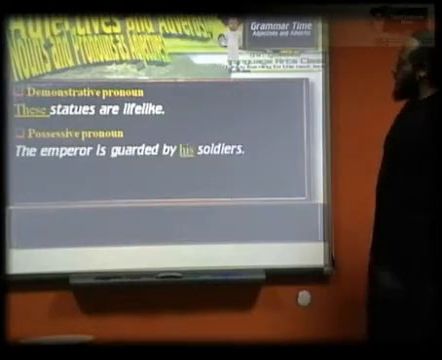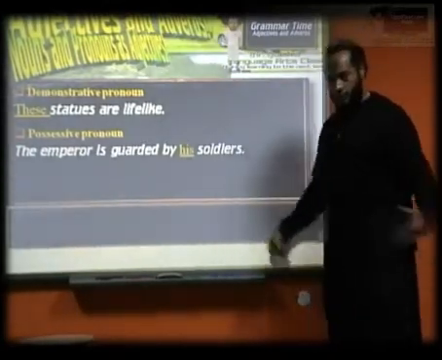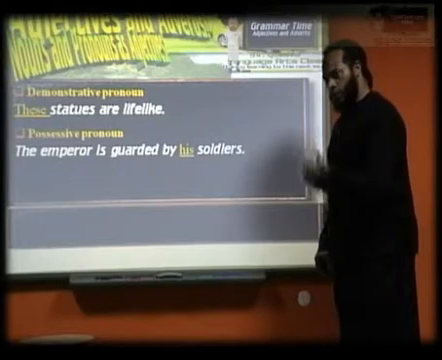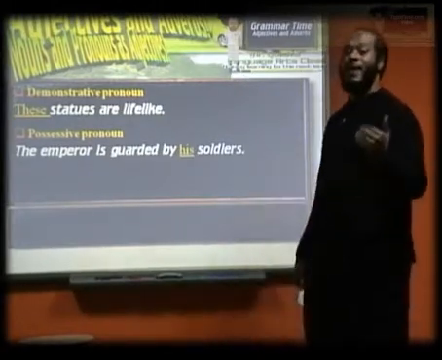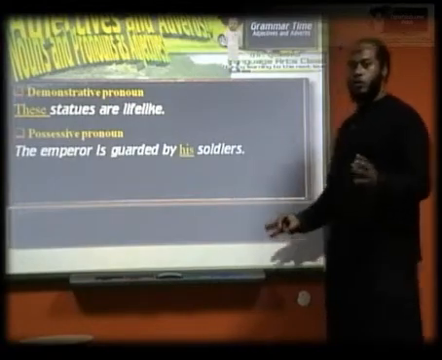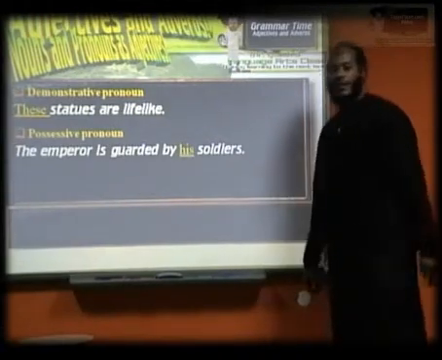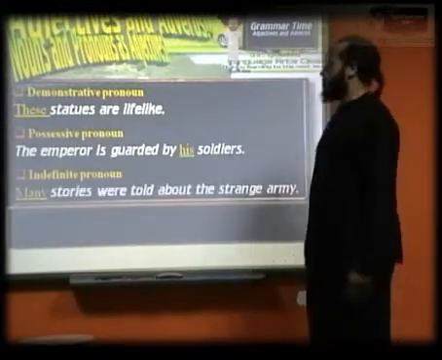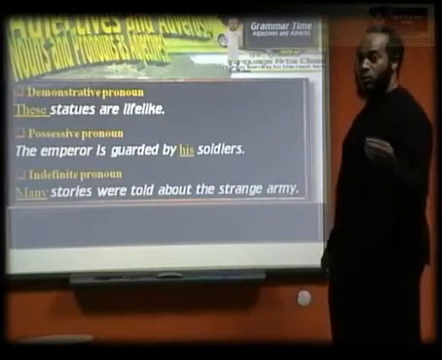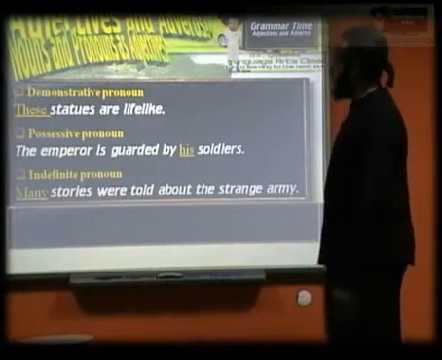Possessive pronoun. The emperor is guarded by his soldiers. And of course, possessive pronouns show us possession or ownership. The emperor has soldiers. So if you wanted to explain how the emperor is protected, you would say he's protected by his soldiers, not the soldiers or a soldier. If you want the reader to know you're talking about his possession, then you would use his soldiers here. Indefinite pronouns. Many stories were told about the strange army, and here we're talking about many, meaning a whole lot of stories.